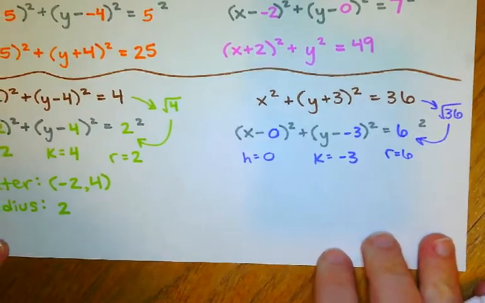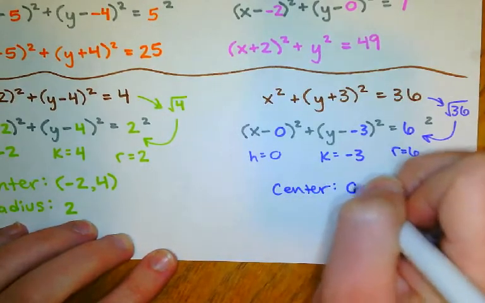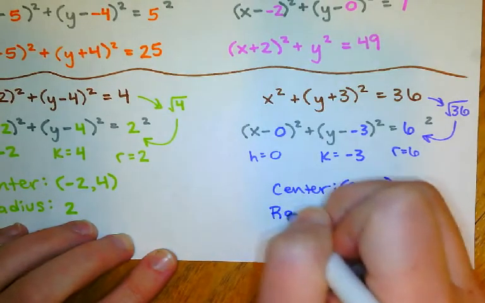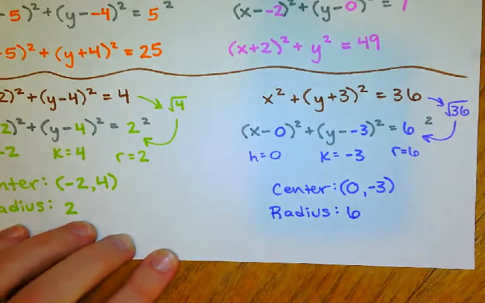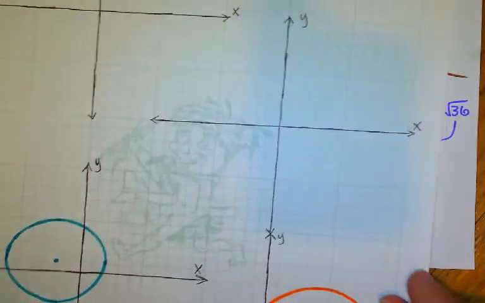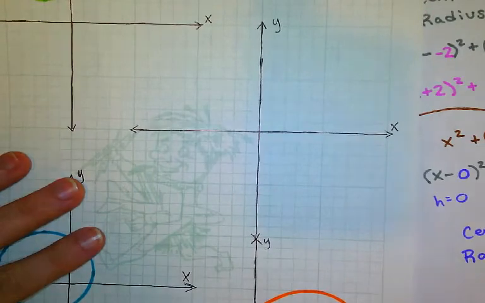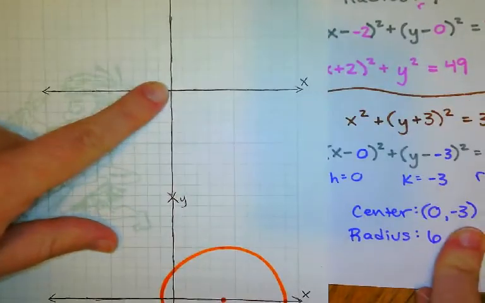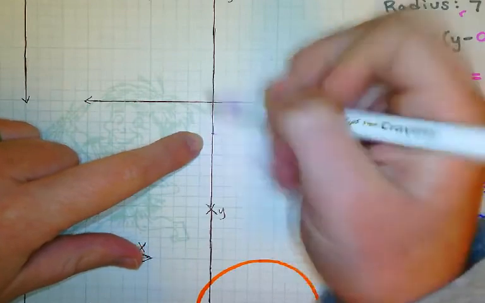There we go. So our center is at 0, -3, and our radius for the circle is 6 units. So when we graph that, here I've got another graph put here. Remember our center was at 0, -3. So 0 on the x-axis is right here, and then -3, so I'm going to go down 3, 1, 2, 3. There's our center.